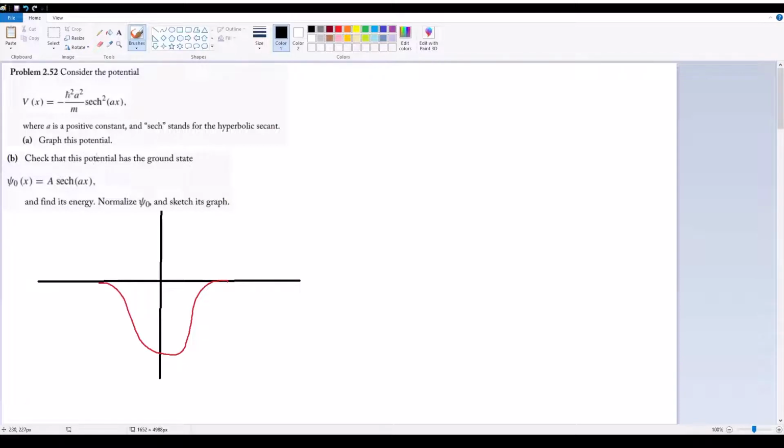In reality, what it should be saying is that we check that this wave function is in fact a valid solution for the given potential, and assume that it is the ground state and find its corresponding energy. So we don't know if it is the ground state. We have no way of verifying that, but all we're going to do in part B is check that this is actually a valid solution to this given potential, and we're going to assume that it's the ground state, and we want to find its associated energy.